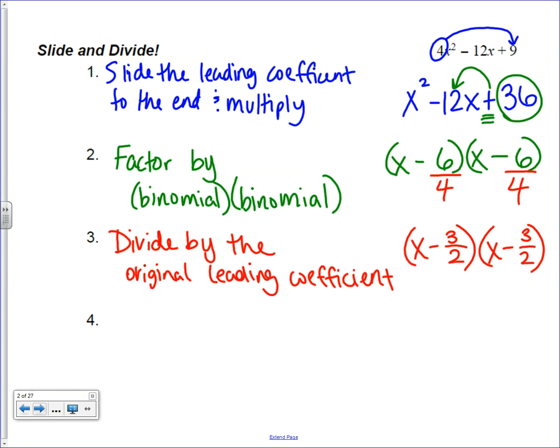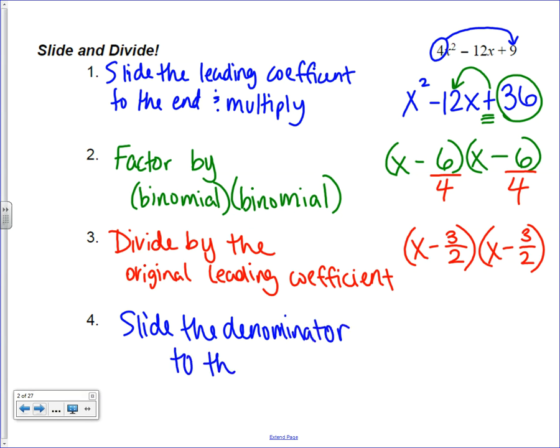In order to do that, I got to get rid of this bottom number. Now, what is this bottom number called? Denominator. So we are now going to slide the denominator to the front. Slide the denominator to the front. So this 2 right here is going to be slid right in front of there. And obviously this one's going to do the same thing.